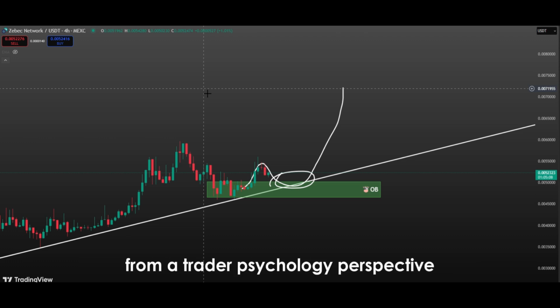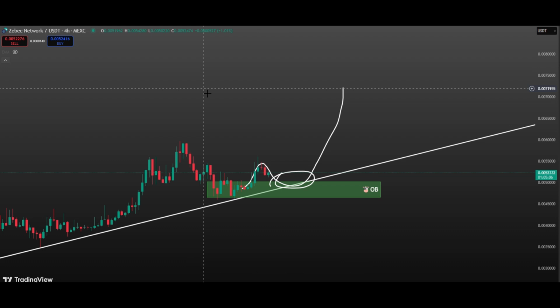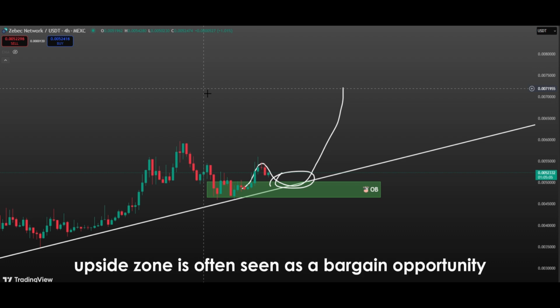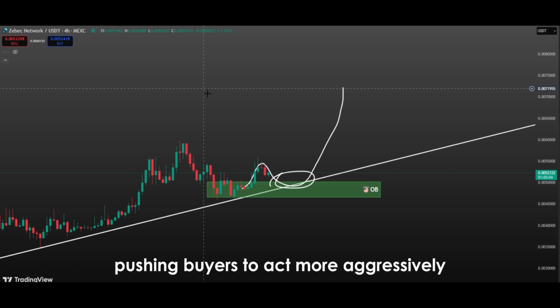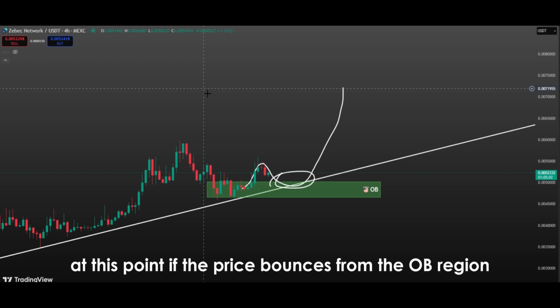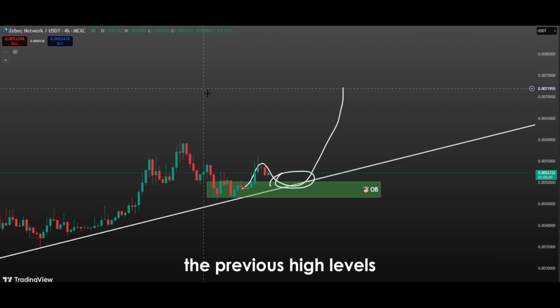From a trader psychology perspective, bullish OB zones are attractive areas for investors looking to buy the dip. The return of price to a previously explosive upside zone is often seen as a bargain opportunity. These zones also trigger a fear of missing out, pushing buyers to act more aggressively and increase their long positions. At this point, if the price bounces from the OB region and breaks upward, the initial targets are typically the previous high levels or newly formed liquidity zones.